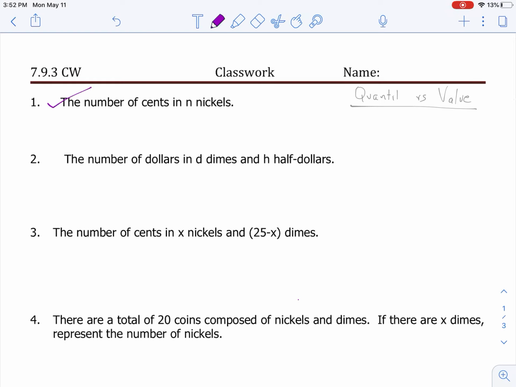But let's get to that in a moment. So the number of cents in N nickels, so I need to operate in cents. So is that 0.05 or is that just 5? It's 5, so I'd have 5N.